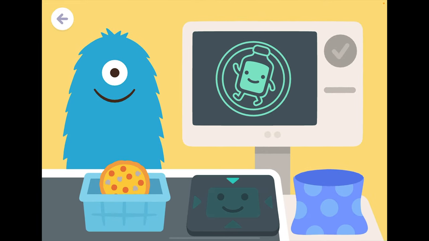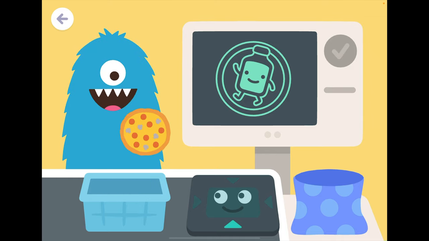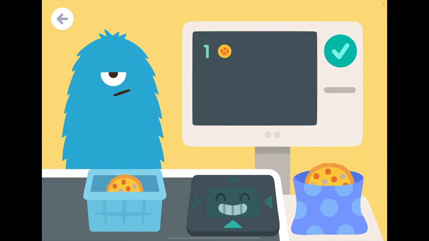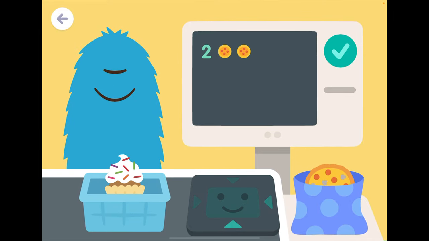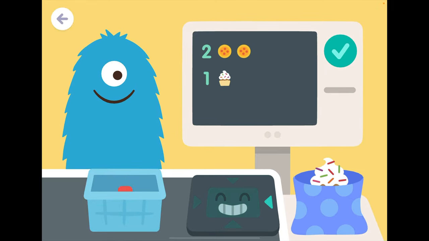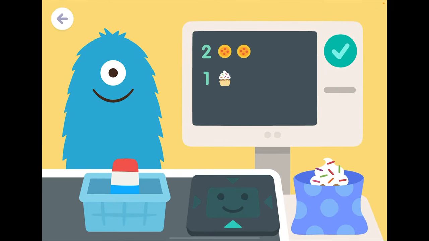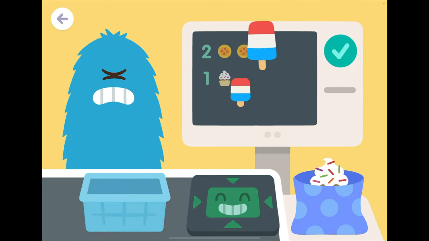Whoa! Mr. One-Eyed Monster. He's hungry for pizza, I guess. There's one pizza. Two pizzas. And a cupcake. Oh my goodness. This is not very healthy food, Mr. One-Eyed Monster. There's a popsicle.